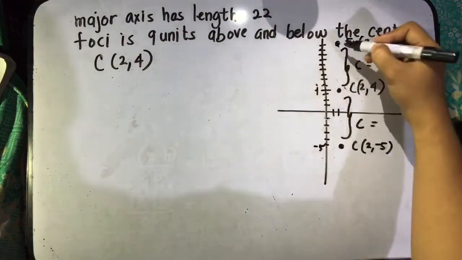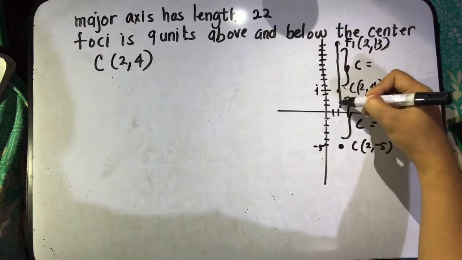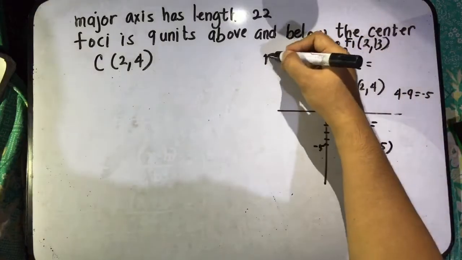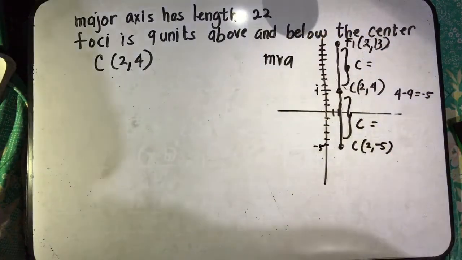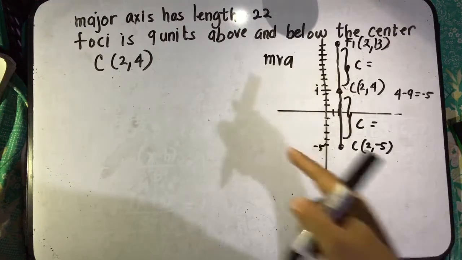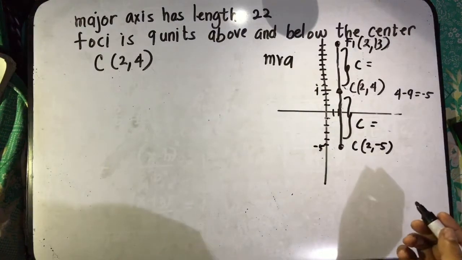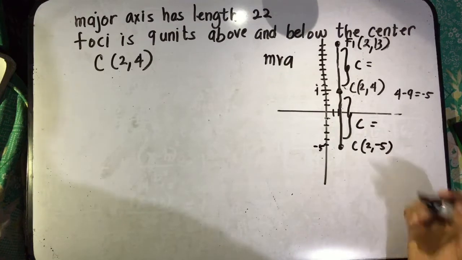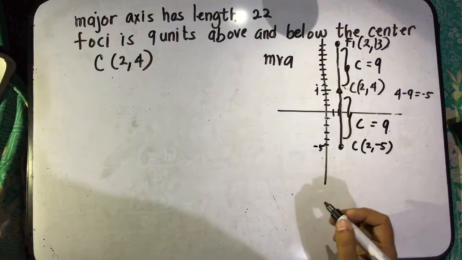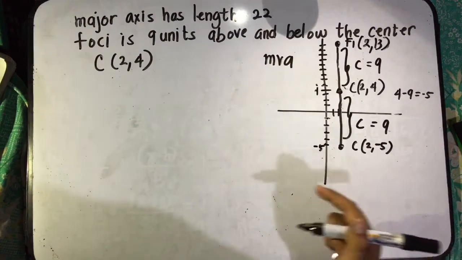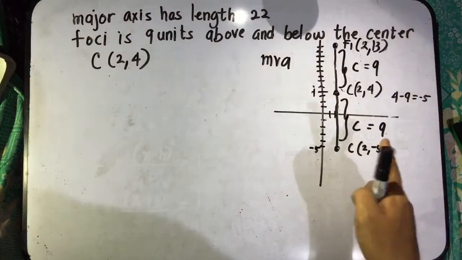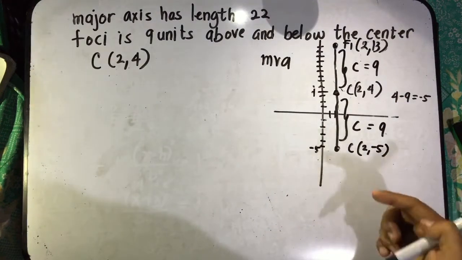What can we say? We can say that the foci is vertical. If the foci is vertical, therefore, it is now major vertical axis. So if that is the major vertical axis, we could see that C is equal to 9 and also C is equal to 9. Okay. Meron na tayong C ngayon. Ang kulang na lang natin is A and B.